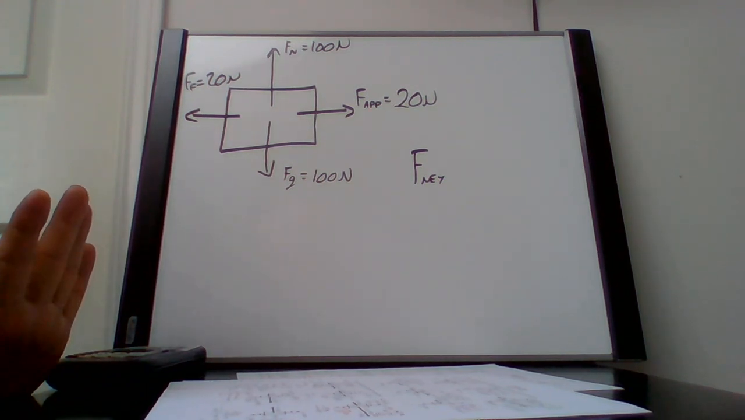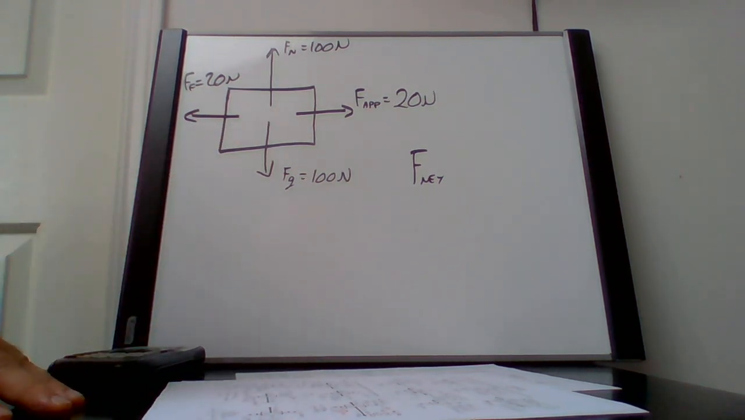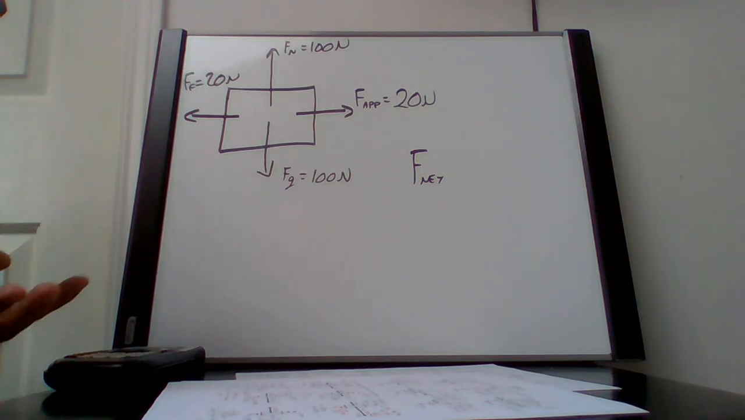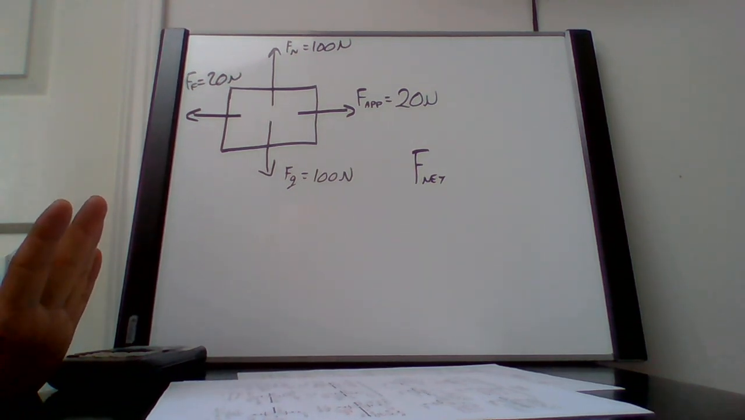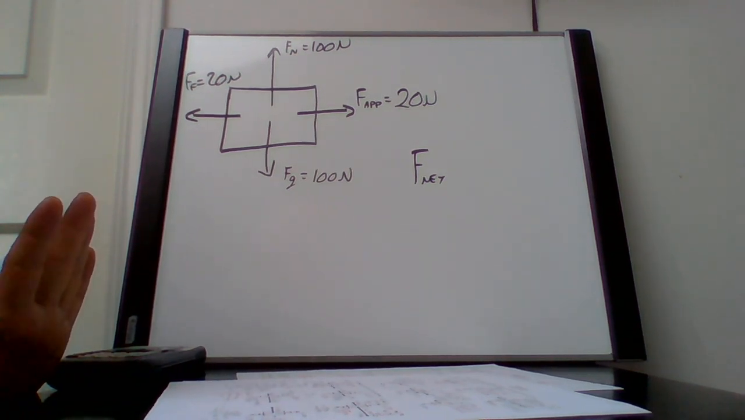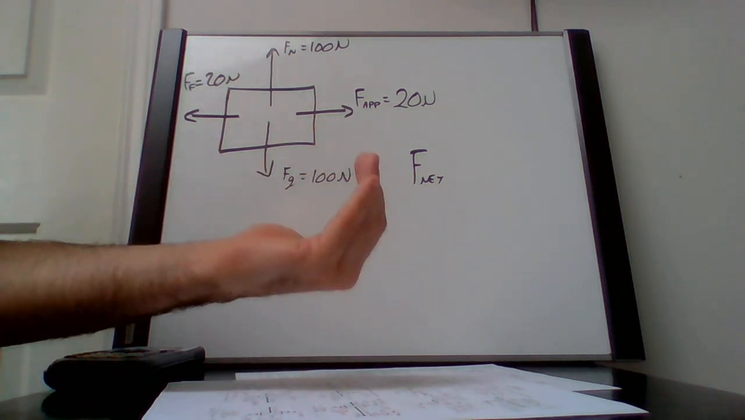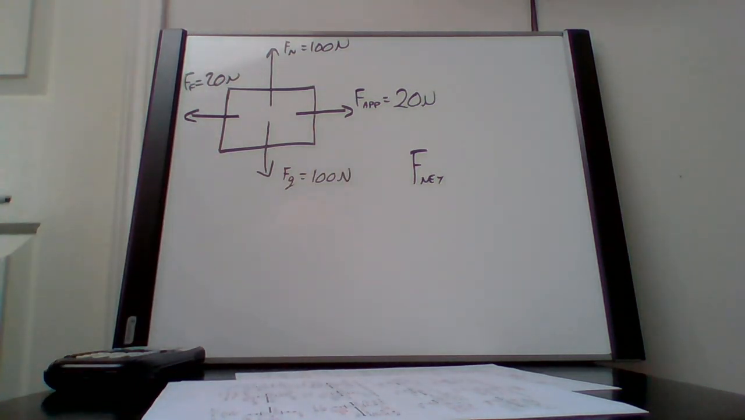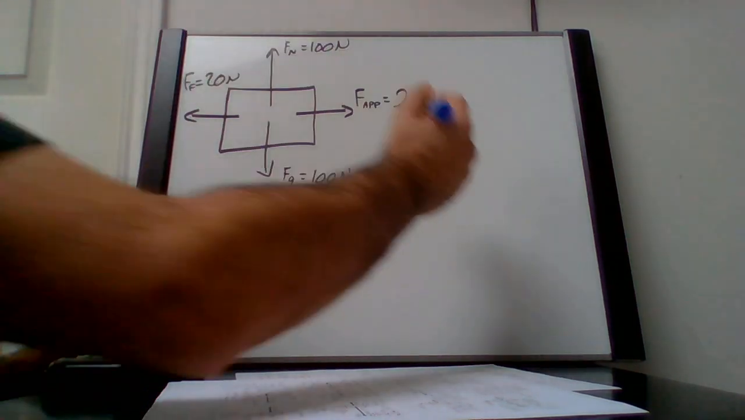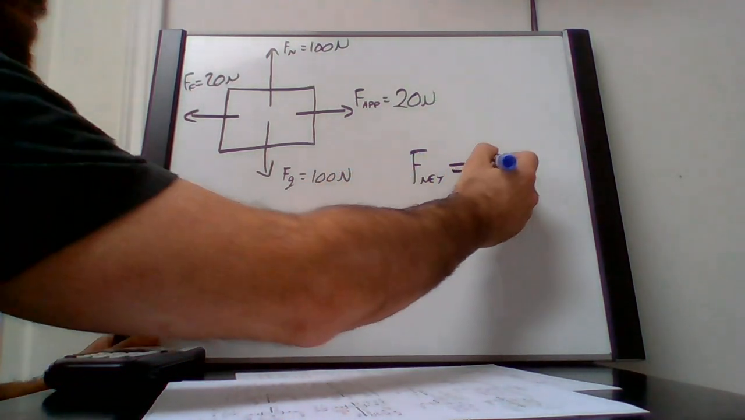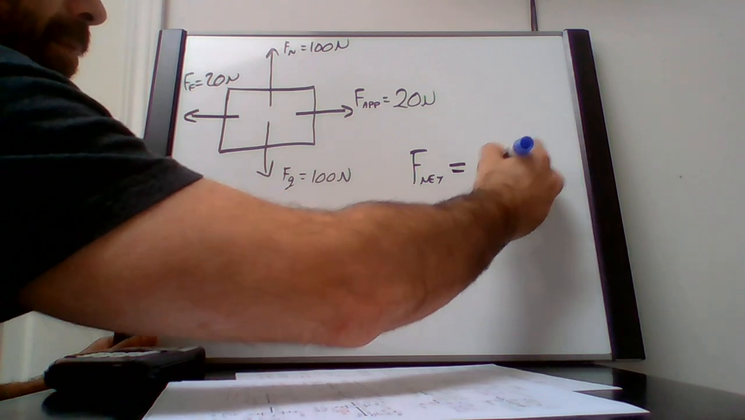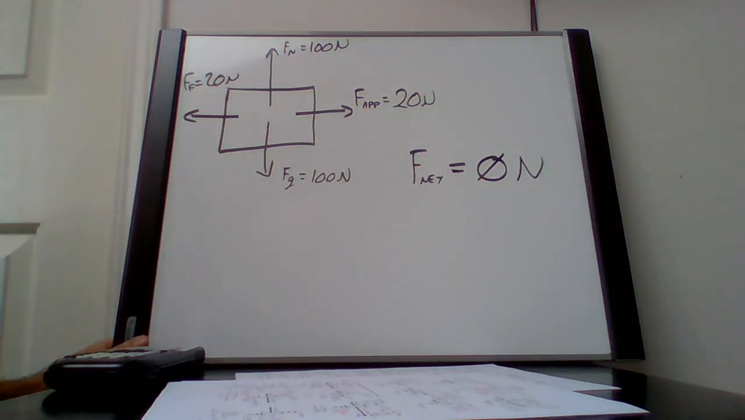It's like me pushing this table. The force of gravity is pulling down with 100, but the force of the floor is pushing up with 100 newtons. So they cancel each other out. I'm applying a force to the right of 20 newtons, but because it's on the carpet, there's an excessive friction that's pushing backwards at 20 newtons. That means my object isn't moving, and I have a net force of 0 newtons.